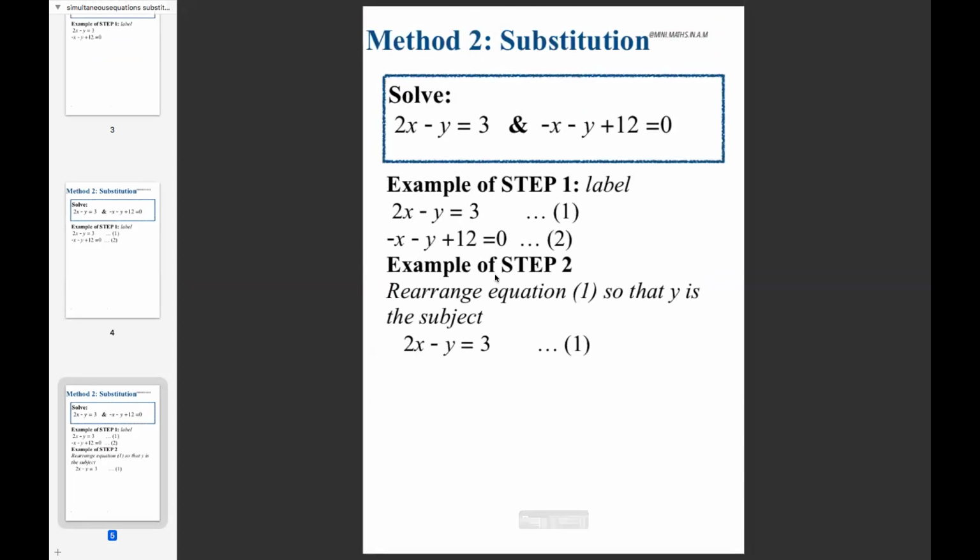Okay, our next step is to rearrange one of these equations to make either x or y the subject. This one here, I've decided to rearrange to make y in equation 1 the subject. Now, when we're trying to choose what to make the subject, we look for any x or y that has a positive 1 in front of it first. That's going to be the easiest to do algebraically.